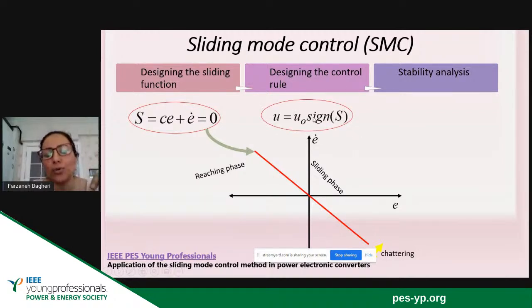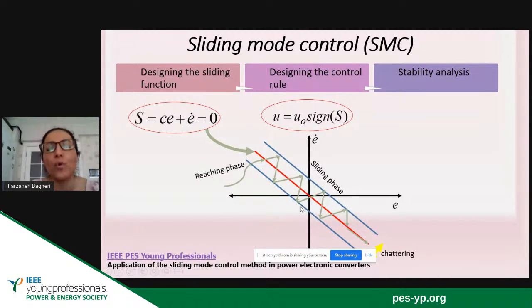Let us say that the control rule is a conventional control rule, and it is U equal to U naught sine of S, a signification function. So when I apply this control input to the system, such a motion will happen. What is this motion? First of all, our state variables will move from their initial points anywhere in the plane to the sliding function.